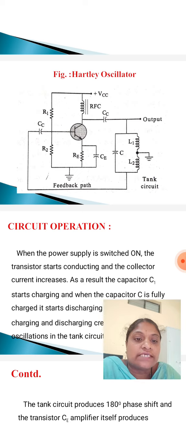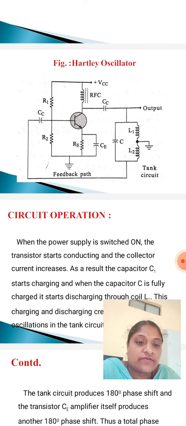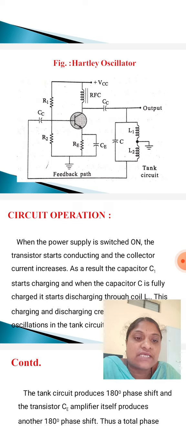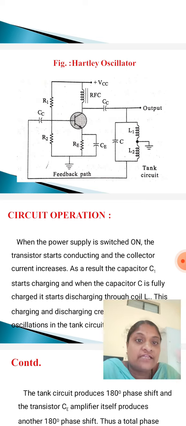The coils L1 and L2: first of all, the coil L1 is inductively coupled to coil L2, and the combination works as an auto transformer. I repeat once again this point. So this is the circuit diagram of Hartley oscillator.